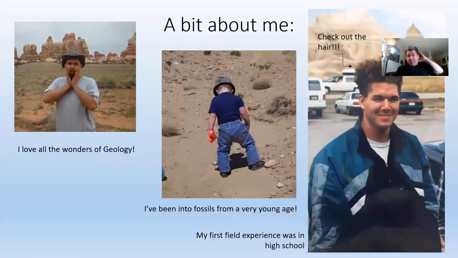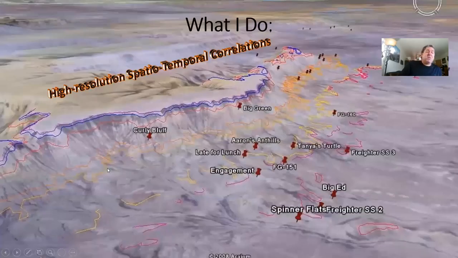About my history, I do love all the wonders of geology, but fossils are my favorite. And I've been into hunting fossils from a very young age. Actually, this is a picture of my son when he was 1 year old, collecting his first dinosaur, a Triceratops. Okay, so I cheated. I knew where one was, and I put him there, and eventually he collected dinosaur bones. And I've been doing this geology stuff since I was in high school. As you can see from here, we've all had bad ideas in the past, right? Anyway, moving along, what do I do?